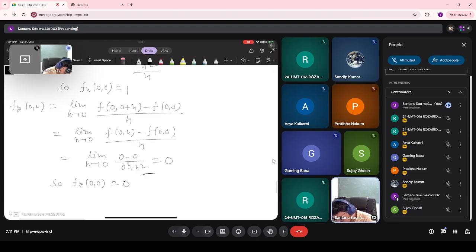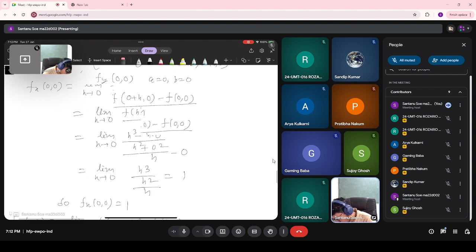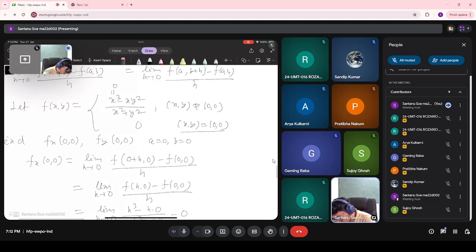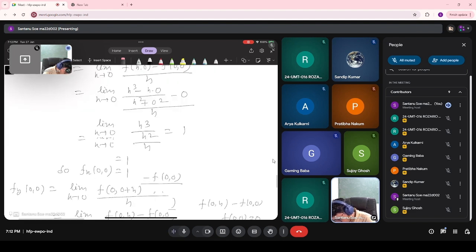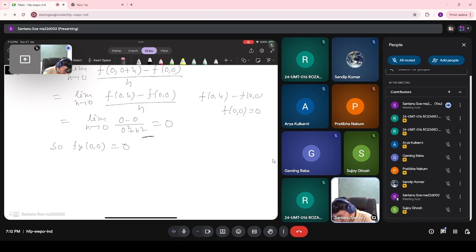Basically I have just plugged in the values of f of 0 comma h and f of 0 comma 0. So f of 0 comma 0 is 0, because when x comma y is 0 comma 0, this is 0, and when x comma y is non-zero, this is the value. So here x will be h and y will be 0. You put in all the values. For example, if you put x equals h, this will be h cube minus 0 into h square divided by 0 square plus h square. So this will be 0 minus 0 divided by h square. So this is 0. That's what I have written here: 0 minus 0 divided by 0 square plus h square, and this is 0.